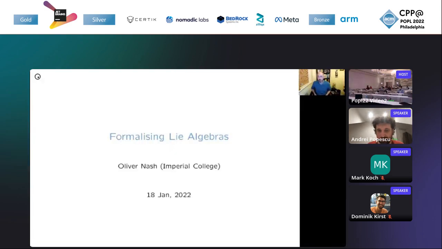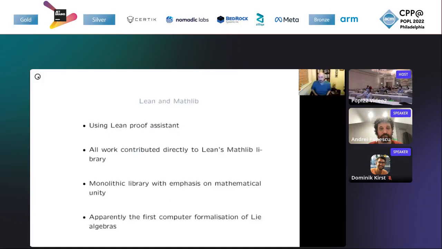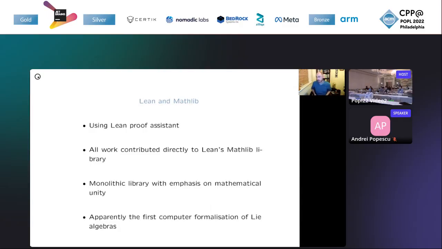I'm going to tell you about some work that I did a little while ago, formalizing things called Lie algebras. Now, of course, by formalizing, I mean formalizing in a proof assistant, in this case, Lean. But I didn't just use Lean, I was working with Lean's mathematical library that we call Mathlib. And the key feature of Mathlib is that it has a focus or an emphasis on mathematical unity.